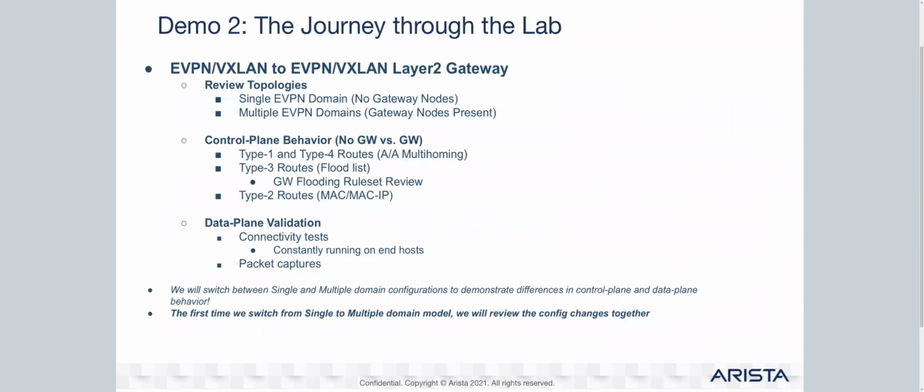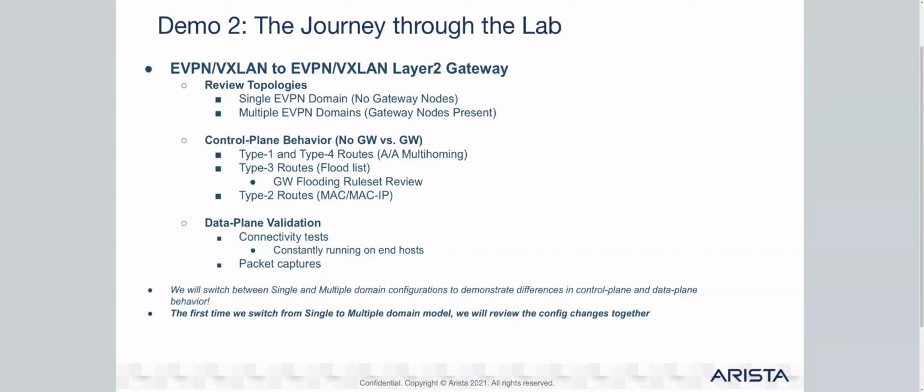So demo 2 is going to be split into 3 phases. And this is really going to be to illustrate the impact the EVPN gateway has on the scope of the control plane and ultimately the behavior of the data plane. So we are going to pivot between a single EVPN domain, in other words, no gateway, and multiple EVPN domains, in other words, adding the gateway, as we discuss each of the following route types.